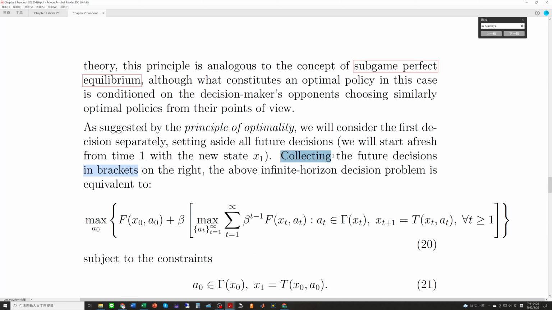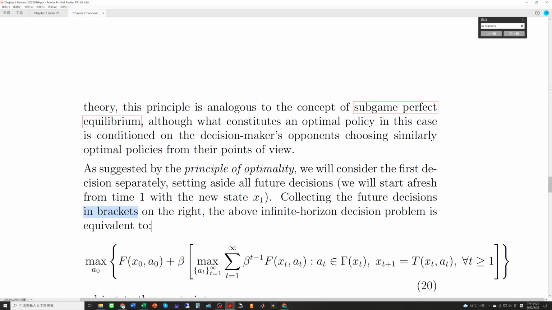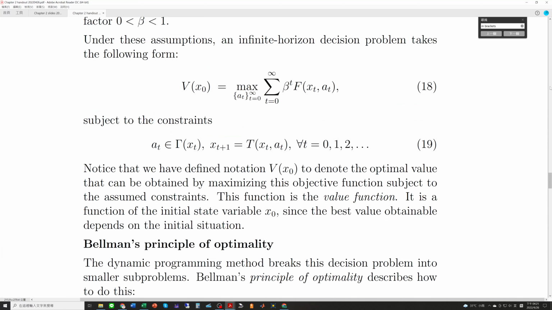So, collecting the future decisions in brackets on the right. The above infinite horizon decision problem is equivalent to, okay, let us review the above infinite horizon decision problem. Okay, so it is this problem. Okay, to maximize this function, okay, subject to the constraints. Okay.